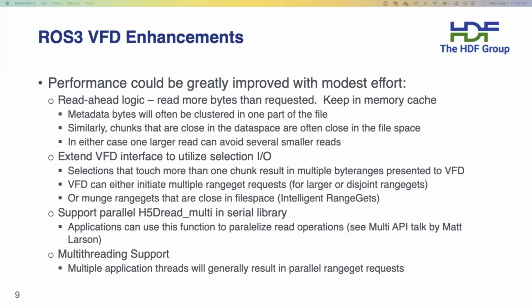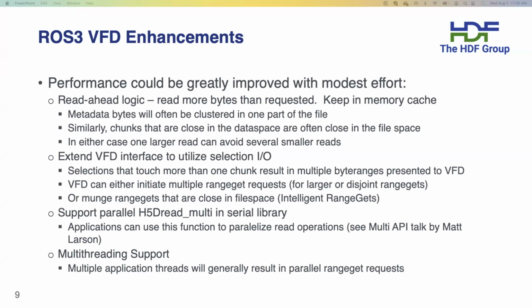One is this read-ahead logic. So when the library tells the VFD to read 10 bytes, it might make sense for the VFD to read a megabyte and then keep that extra megabyte around. The next time data in that range is needed, you can just return it from memory. This often works surprisingly well because metadata bytes tend to be clustered in one part of the file. Chunks that are close in the data space.